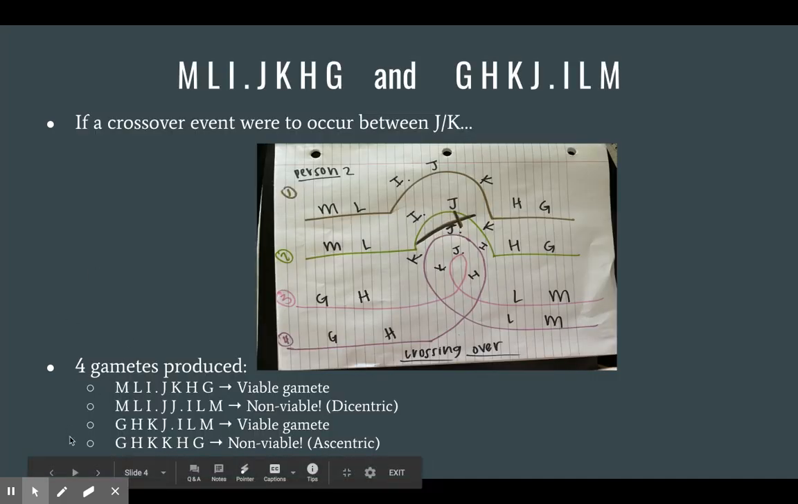Our first and our third are both viable, but if you look at our second, we can see that there's 2 centromeres. 2 centromeres is called a dicentric gamete and will result in a non-viable gamete. If we look at number 4, we can see that there's no centromere. This is called acentric and will also result in a non-viable gamete.